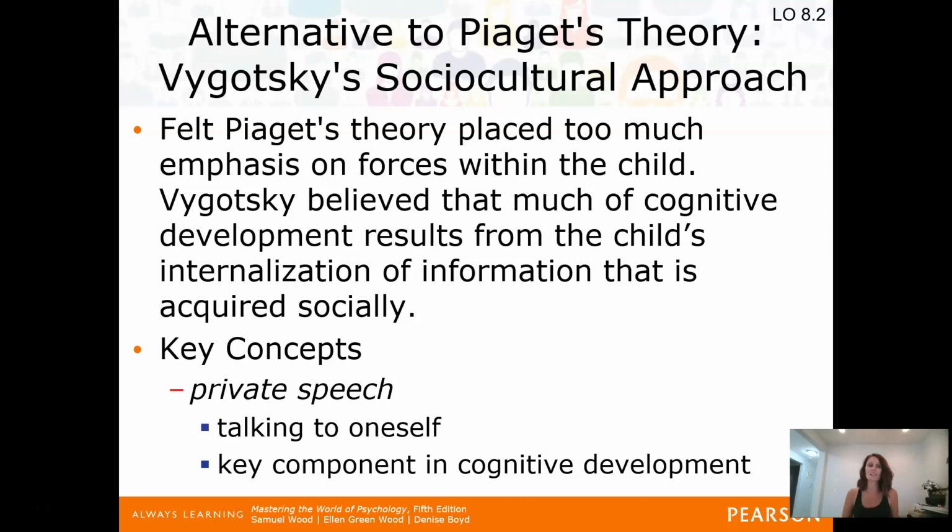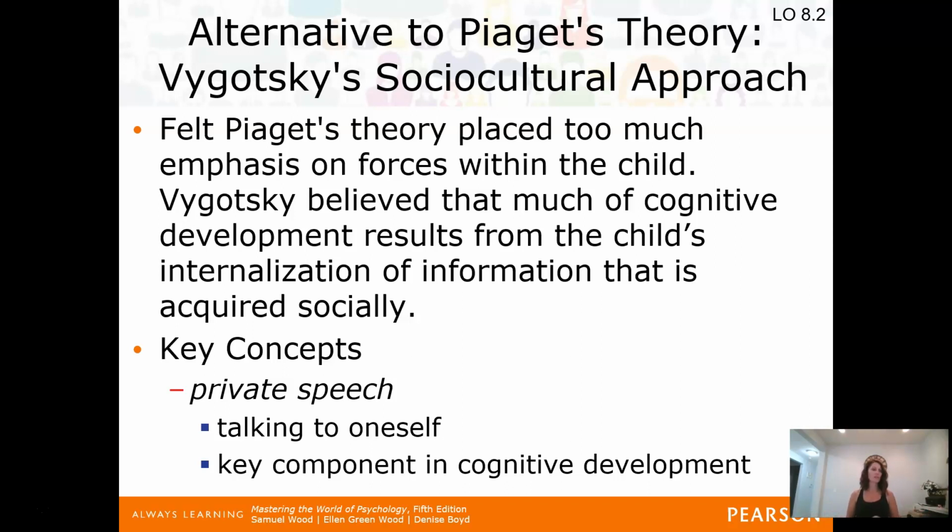Okay, so Vygotsky. They believed in many of the same concepts, but their ideals were very different as well. Vygotsky felt Piaget's theories placed too much emphasis on the force within the child. Vygotsky believed that much of cognitive development results from the child's internalization of information that is acquired socially. So we are very social beings. We learn from around us. We learn how to speak from the adults that help us start making those sounds and words together. I believe a lot of what Vygotsky believed is very much accurate.